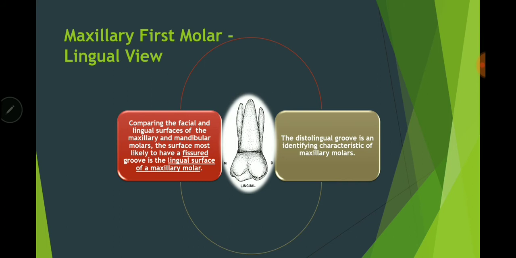So when you are comparing the facial and the lingual surfaces of the maxillary and mandibular molars, the surface most likely to have a fissured groove is the lingual surface of maxillary molars. Okay, and the distal lingual groove is an identifying characteristic of maxillary molars. They have a distal lingual groove. Mandibular molars don't have the lingual grooves. So you have to know that.